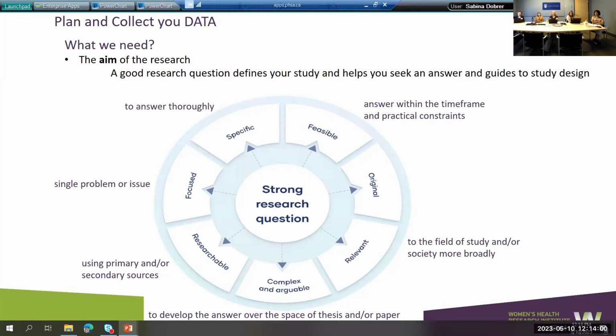And our research question should be complex and arguable. Basically, it can be very complex, but usually if we can write a paper and fit what we want to ask in the scope of a paper or project, it will be complex enough. And it's also arguable. We can have different results from our research, and we need to understand what's going on. And of course it should be focused and researchable, because if it's not, it will be very hard to collect the data and answer the question.